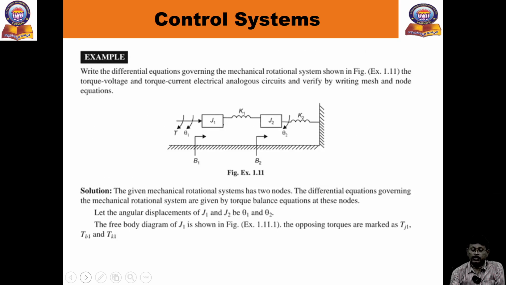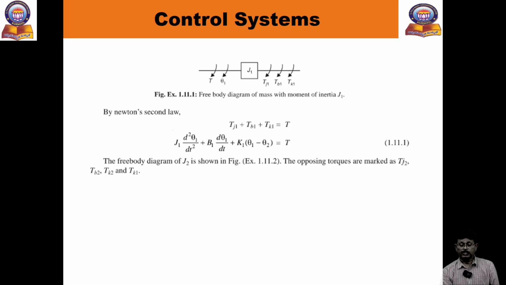Now you can see one simple example, similar to the previous case. I am taking M1, M2 in the translation system; same as that, now we are taking moments of inertia J1, J2. They have only one torque, then two rotation angles theta 1, theta 2, dashpots B1, B2, and spring constants K1, K2. Now angular displacements of J1, J2 are theta 1, theta 2. Now see the free body diagram. Free body diagram for J1: we are applying the torque and rotation theta 1. The remaining ones are in the opposite direction.